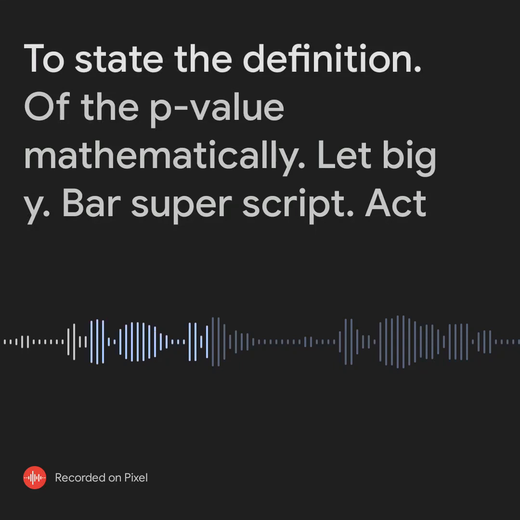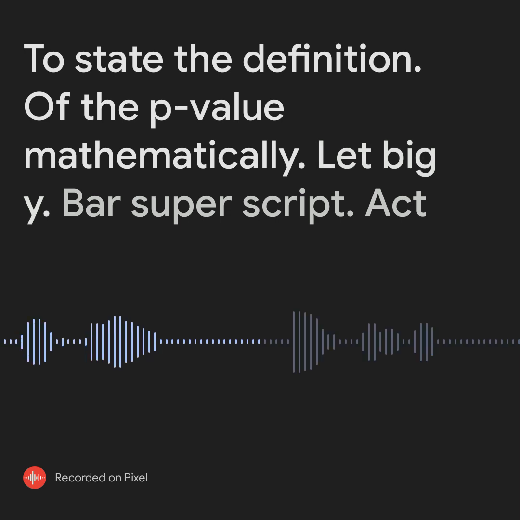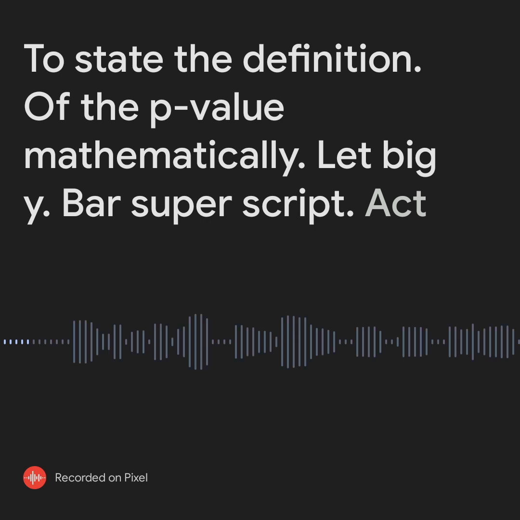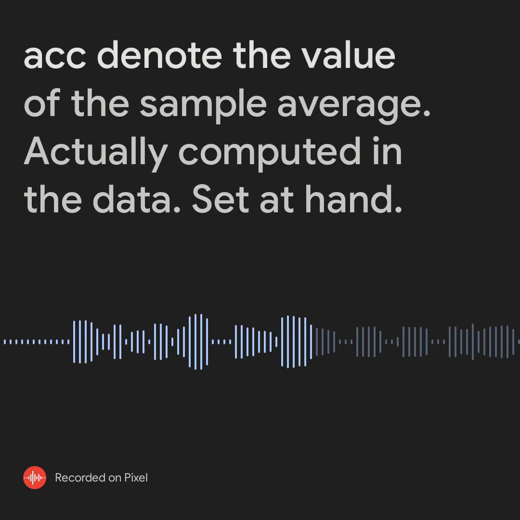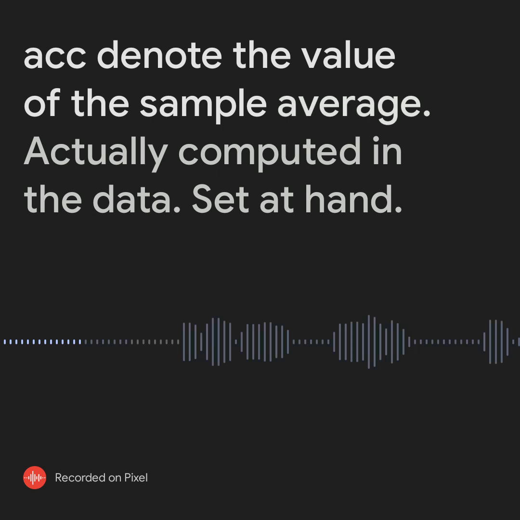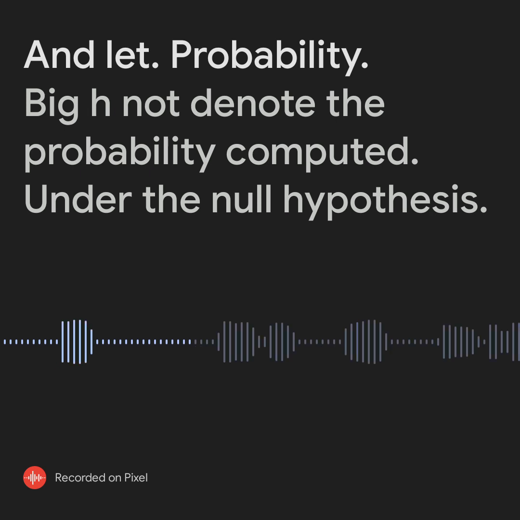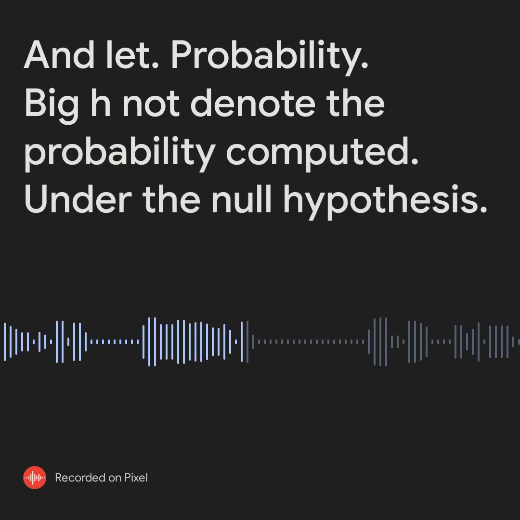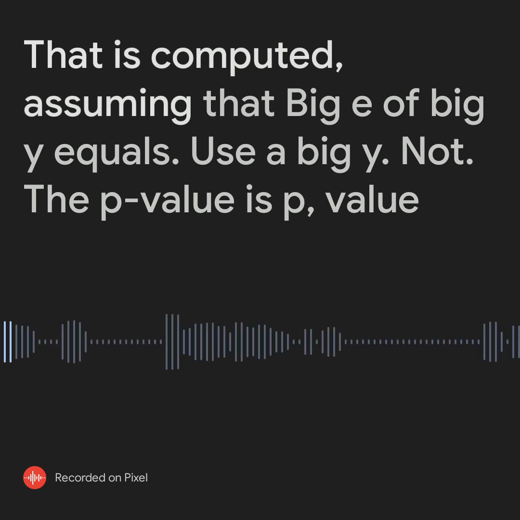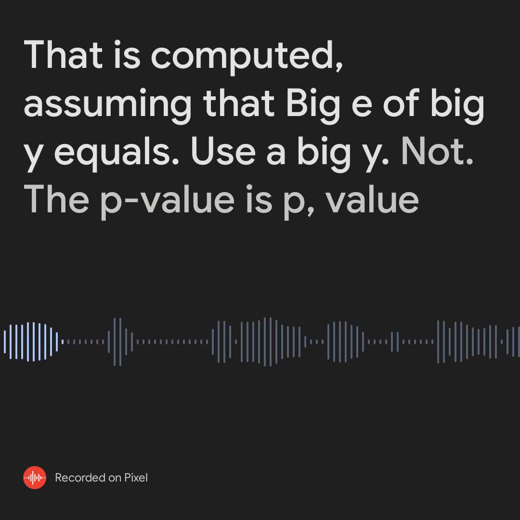To state the definition of the p-value mathematically, let Ȳ^act denote the value of the sample average actually computed in the data set at hand, and let Pr_H0 denote the probability computed under the null hypothesis, that is, computed assuming that E(Y) = μ_Y,0.